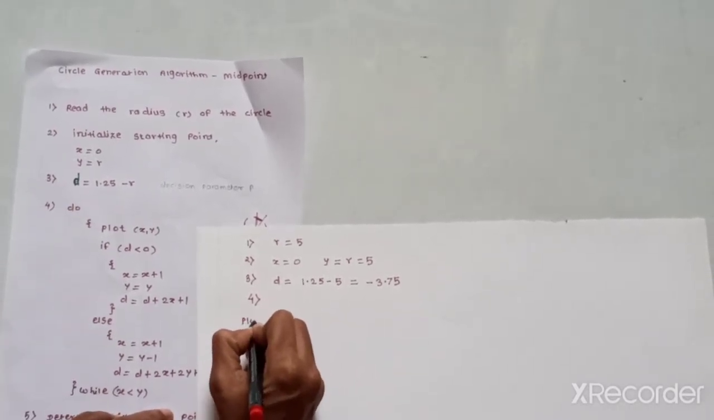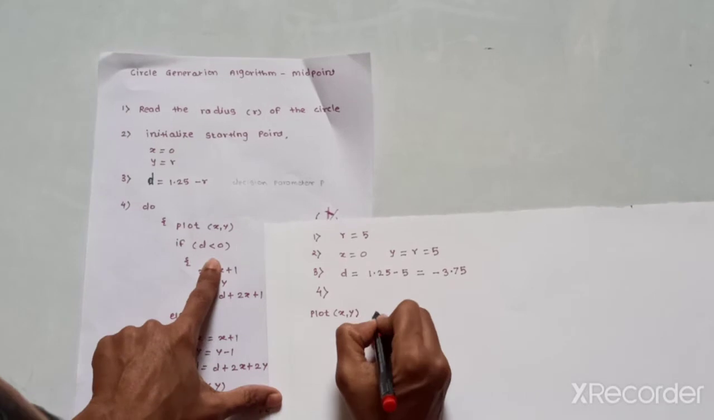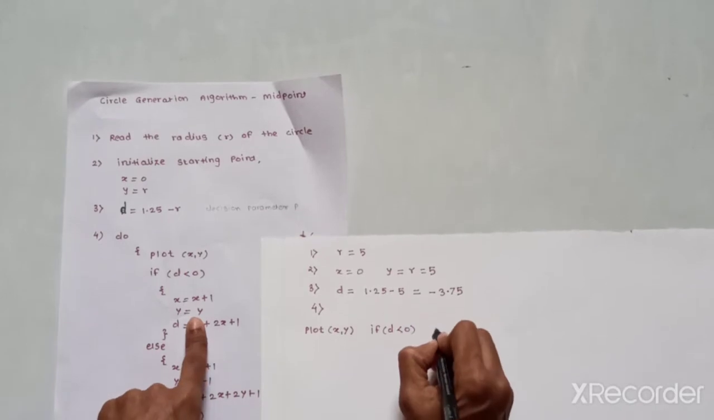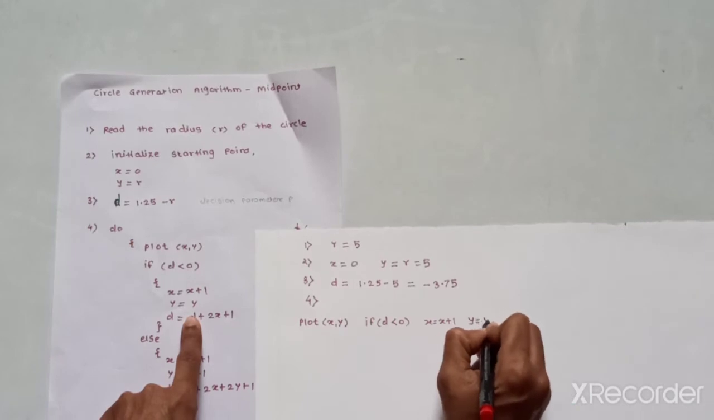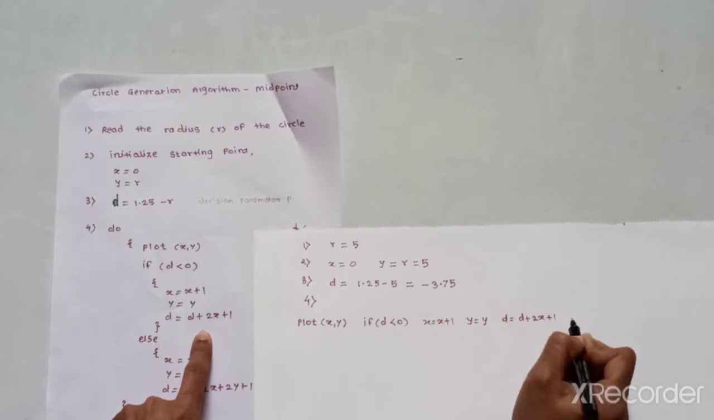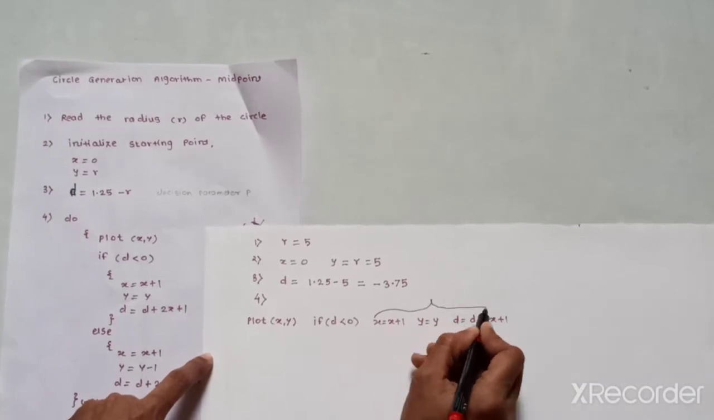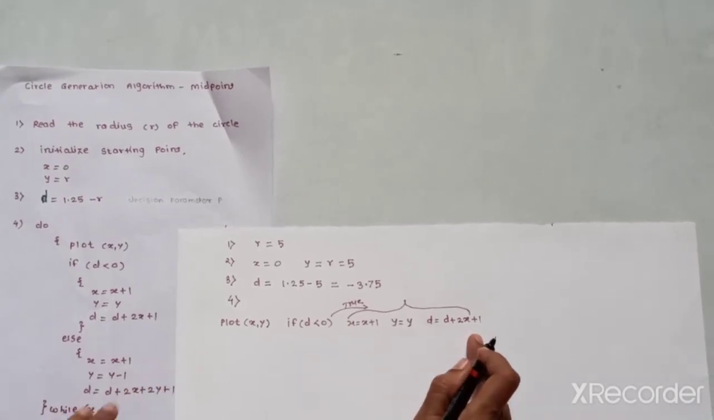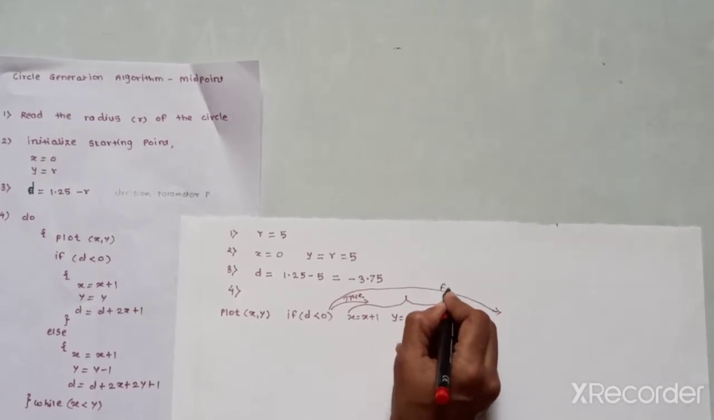So first is the plot. What is the value that we want to plot? x and y. Next, we check the condition: if our d is less than 0, then we have to execute x is equal to x plus 1 as well as y is equal to y, and next d is equal to d plus 2x plus 1. If our condition is true, then only these statements are going to execute. Else, if our condition is false, then the next statements are going to execute.